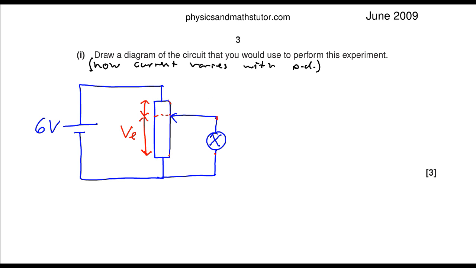To measure the voltage, we need to put a voltmeter across the lamp, and to measure the current through the lamp, we need to put an ammeter. And remember that the ammeter needs to be in series with the lamp, and the voltmeter needs to be in parallel.